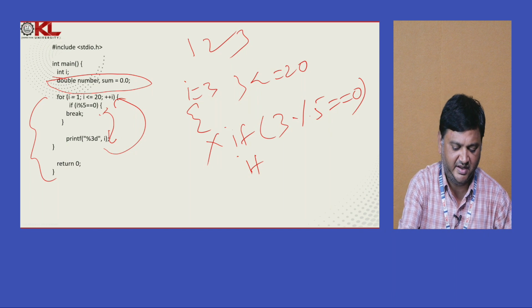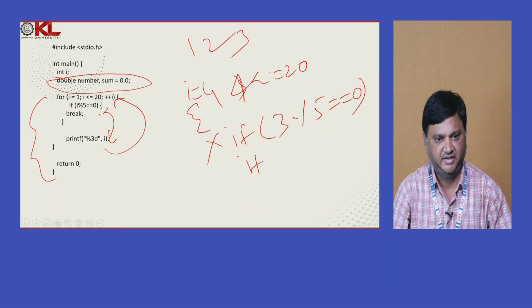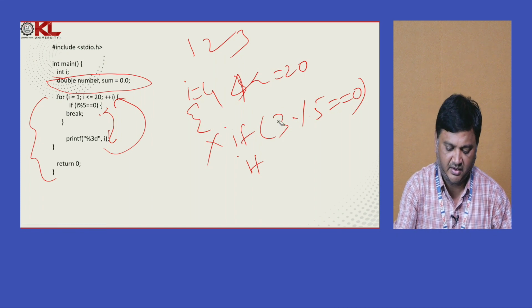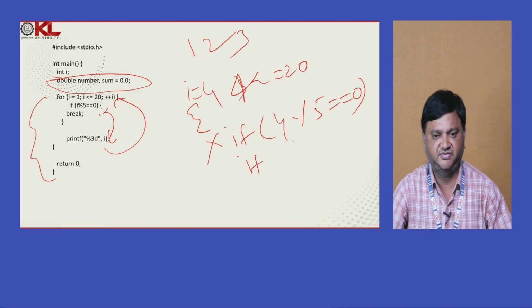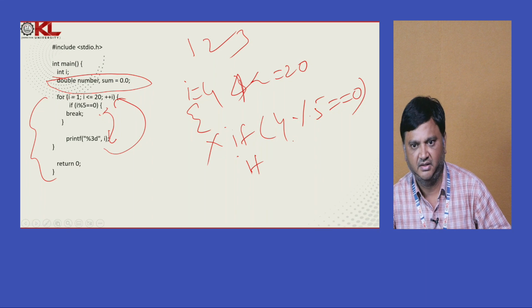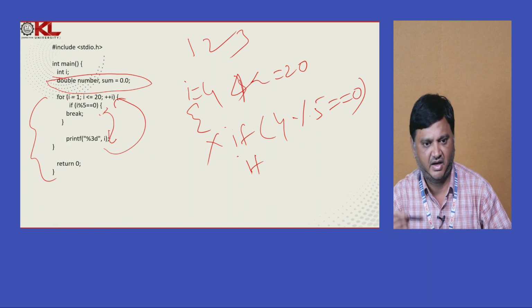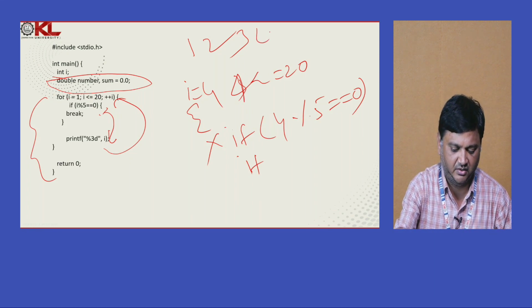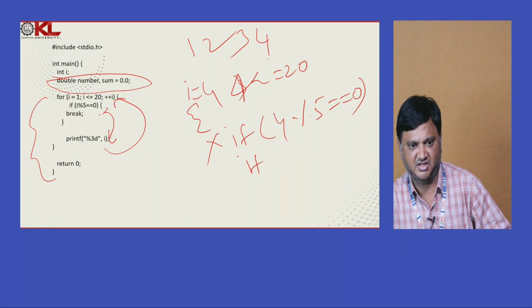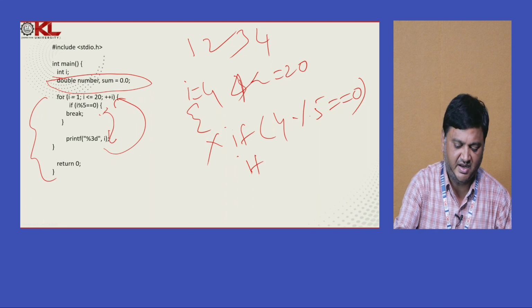What is the updated i value next? i will be 4 now. Is 4 less than or equal to 20? Yes, the condition is true. Again, you have to check the condition. 4 modulus 5 equals 0? No sir, the condition is false. Will I break the program or will I continue with printing the i value? It prints the i value. Very good. 4 is printed on the screen. Very good. Now what is the updated i value?